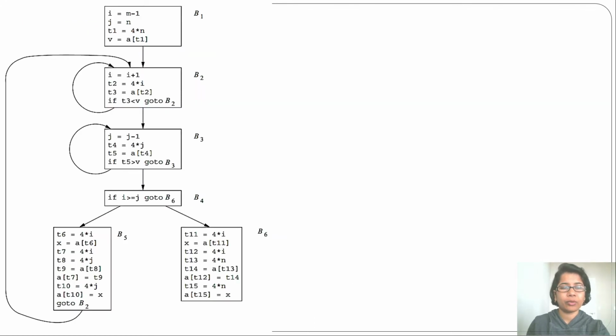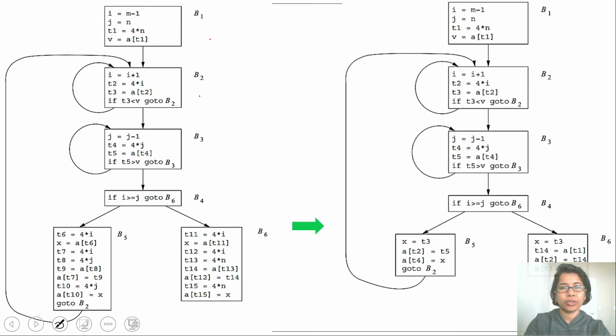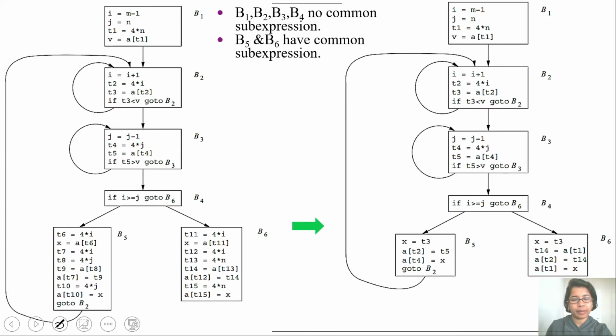Now I will do the global common sub-expression elimination from this control flow graph. For block 1, block 2, block 3 and block 4 there is no common sub-expression, so block 1 till block 4 will be the same, no change. We will only make changes in block 5 and block 6. Only in block 5 and block 6 is a common sub-expression present, so we'll eliminate that.